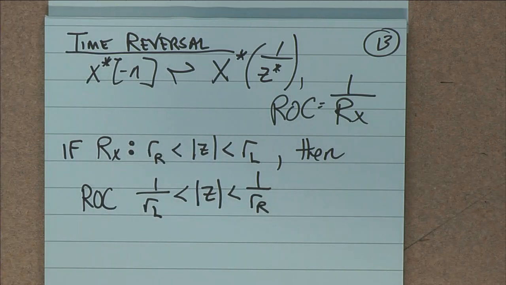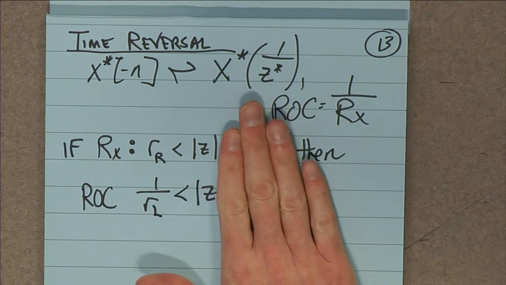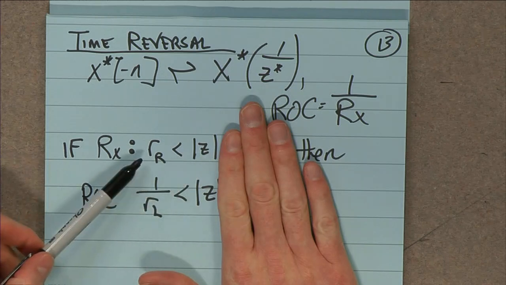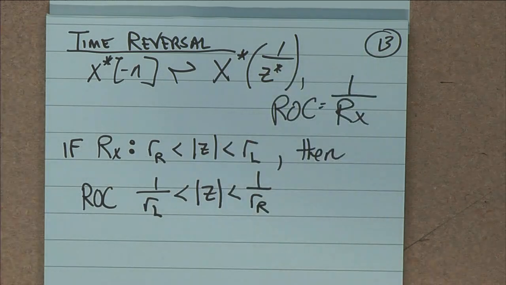Question? What is the subscript R and L denote? It's just sort of reminding you that it's a left-handed or right-handed sequence, and it might not be a great notation. That's what the book uses. Many times for a right-handed sequence, you end up with magnitude of z greater than R sub R, the big capital R reminding you it's right-handed.